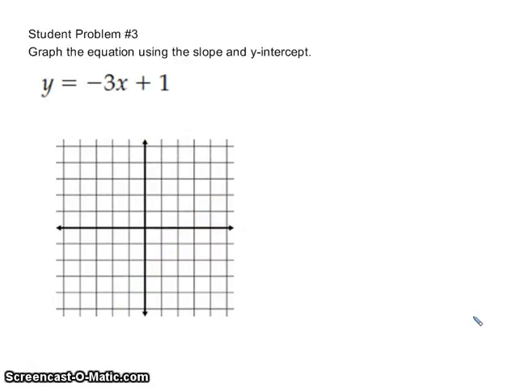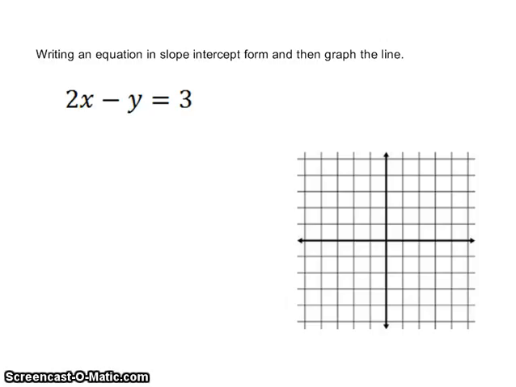So what I'd like you to do right now is pause the video and graph this equation, y equals -3x plus 1, using the slope and y-intercept. The final thing that you can do with slope-intercept form of the equation is you can solve an equation for y and put it into slope-intercept, and that can be very helpful. So if you notice, if you tried to use x and y-intercepts here, the y-intercept would be really easy, because if you let x equal 0, y would be -3.